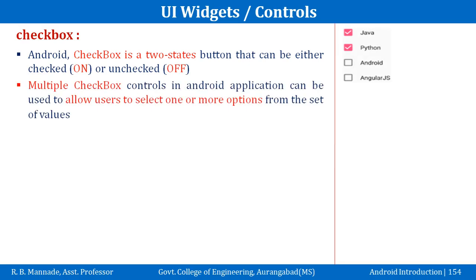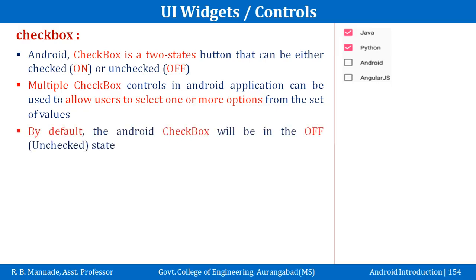Then in a typical Android application, multiple checkboxes can be used to permit the user to select one or more options from a set of values. As shown in this particular figure, there are four checkboxes, out of which the first two checkboxes have been selected by the user. So whenever there is a requirement that the user should be able to select multiple options among a list of options, then a checkbox is the right control for that requirement of the application.